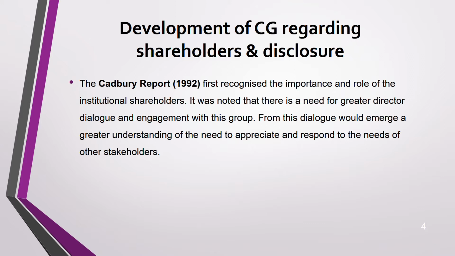So in the Cadbury report, they said that they need a greater dialogue with directors. That means the institutional shareholder needs to communicate with the director of the company, because there should be transparency within the control and the ownership. As I told you, governance took place because there's a separation of ownership and control in companies, right? The director is the one who is controlling and running it, and shareholders are the ones who own it, but they do not know what's happening in day-to-day activity. That's why it's very important that they communicate.